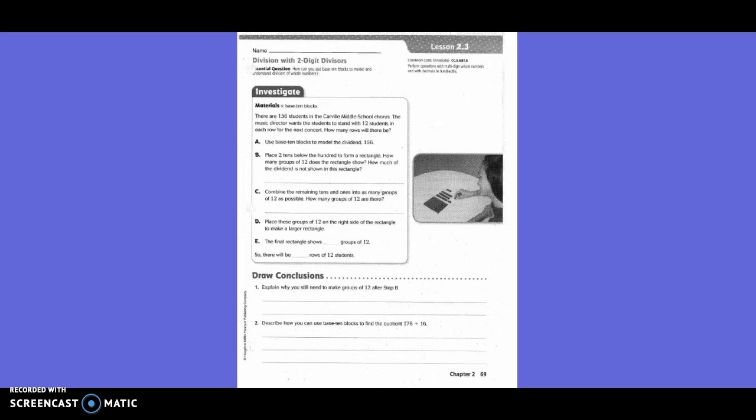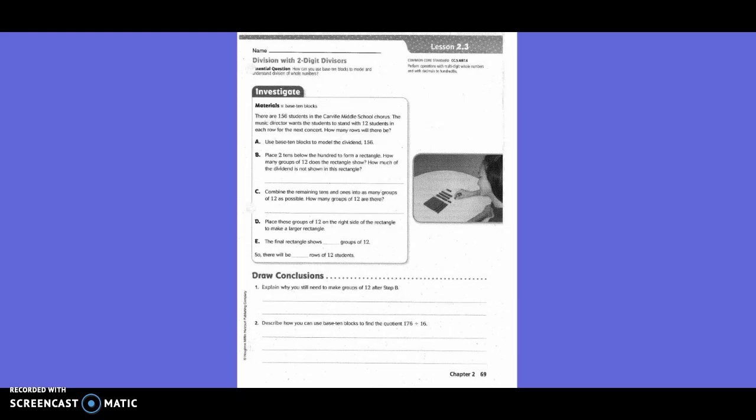There are 156 students in the Carville Middle School chorus. The music director wants the students to stand 12 students in each row for the next concert. How many rows will there be? Use base ten blocks to model, then divide 156.